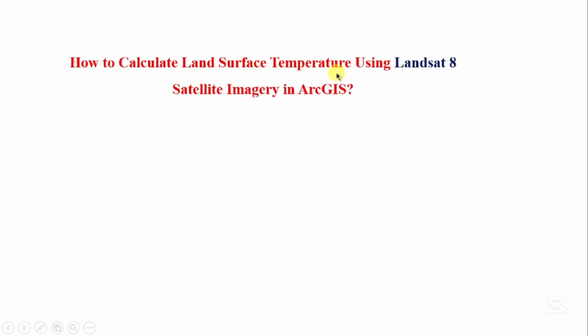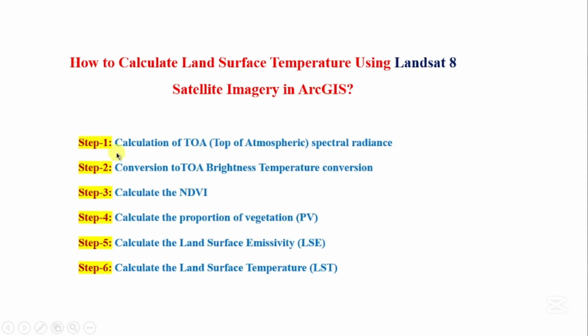Hello viewers, in this video we are going to calculate the land surface temperature using Landsat 8 or 9 in ArcGIS. These are the 6 steps. Step 1 is the calculation of top of the atmospheric spectral radiance. Step 2 is the conversion of TOA. And then the third step is calculation of the NDVI, then computation of the proportion of vegetation, then computation of the land surface emissivity, and finally calculate the land surface temperature. So through these 6 steps we are going to perform the LST mapping. So let's start the process.